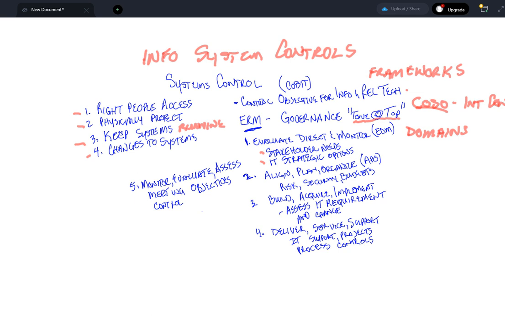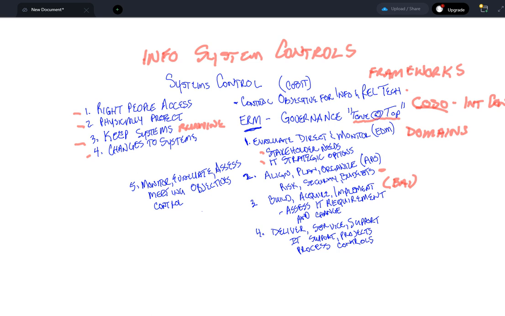The second domain is align, plan, and organize. And here we're interested in risk, security, and budget. So when we say we're aligning something, we're planning and organizing, we want to make sure that we are addressing risks, security, and that we are meeting our budget. The third domain is build, acquire, and implement, or BAI. And this domain really is assessing the IT requirement and change. What are their IT requirements?